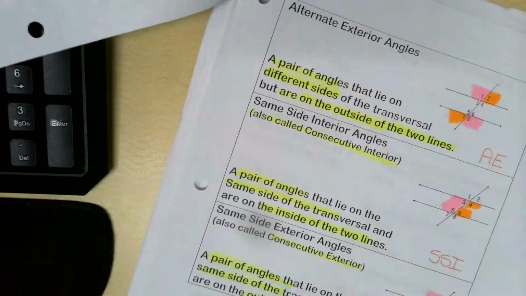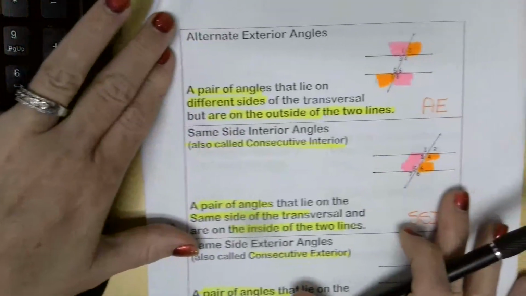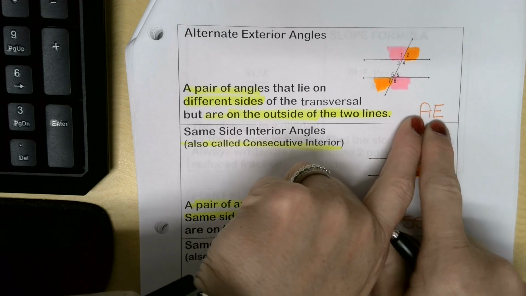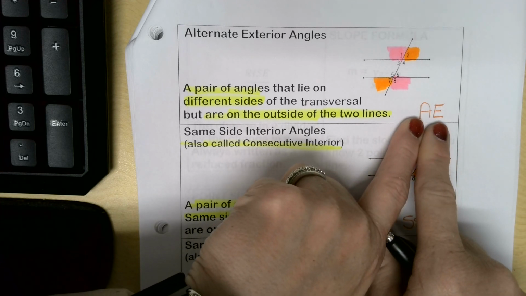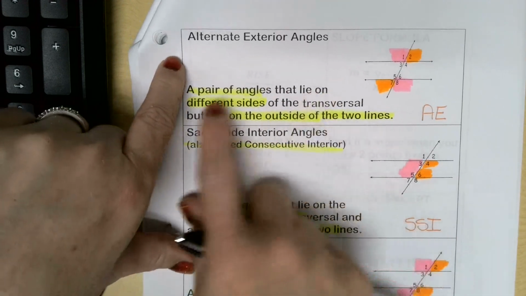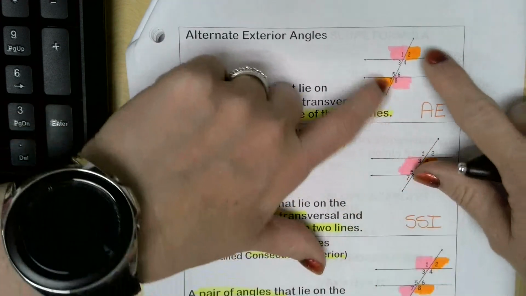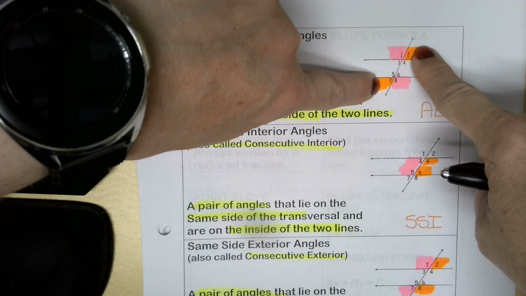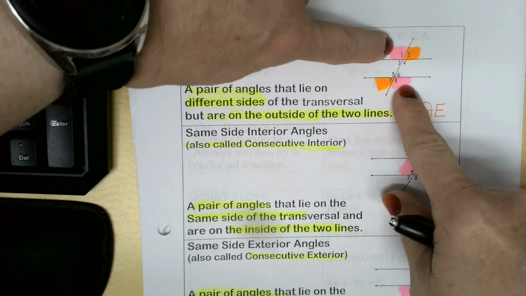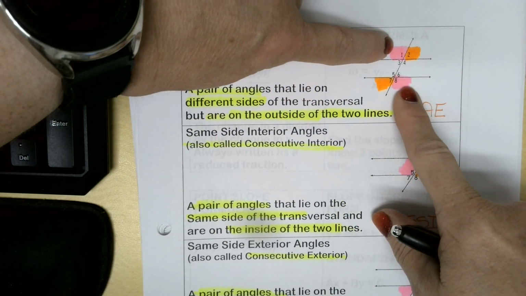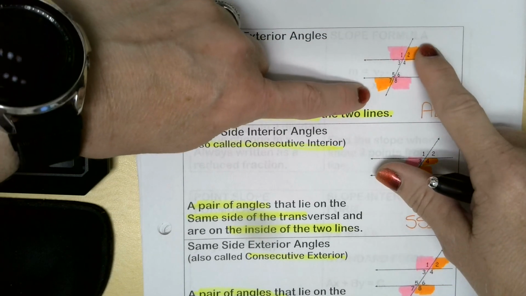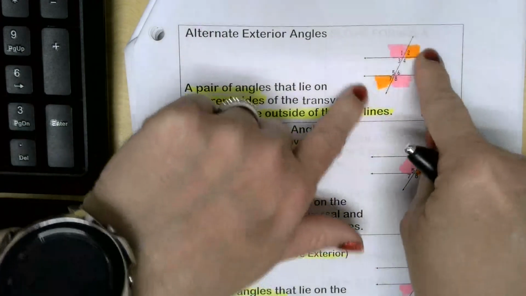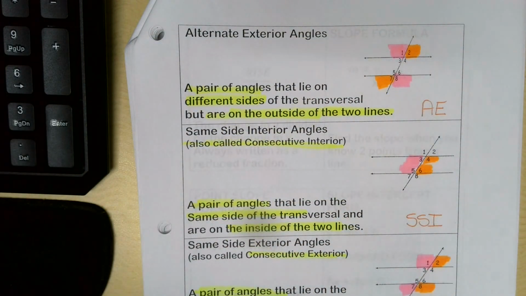All right, next page. It's going to go quick. Then we have alternate exterior angles. We'll represent that by AE. Alternate interiors, AI. These are AE. It's a pair of angles that lie on different sides of the transversal. So they're alternating, and they're on the outside of the 2 lines. So the orange and the pink, those are alternate exterior. Pretty much, other than corresponding, the name tells you what they are. These are alternating on the transversal, and they're on the exterior.